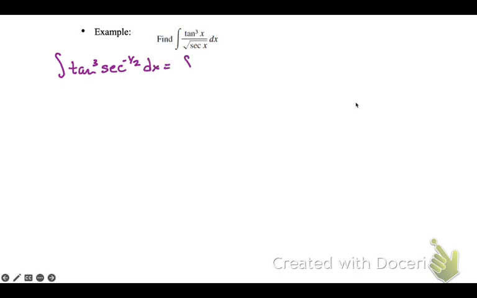So how we're going to do that is we're going to have tangent squared when we factor out a tangent. What is factoring? Factoring is division. So if I'm going to divide and I have exponents, I subtract exponents. So if I'm going to factor out a whole secant, I have to subtract 1 from negative 1/2, so I get negative 3 over 2.